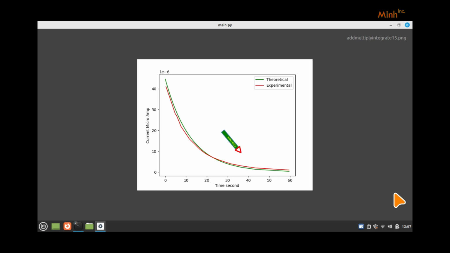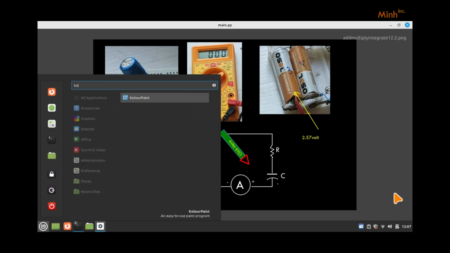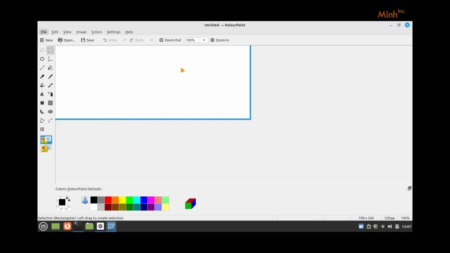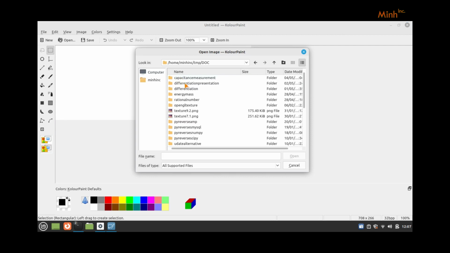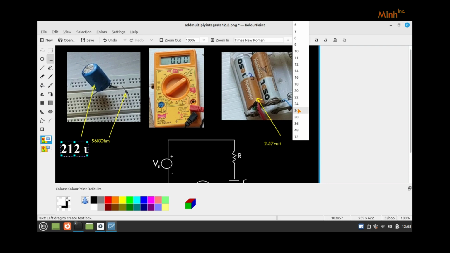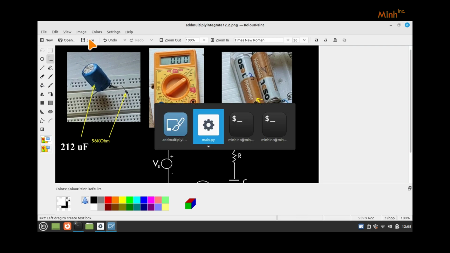Okay, so this is how we can calculate. So this is 212 microfarad that we measured, against the 220 microfarad that is written. So I think it's considerable with this setup.